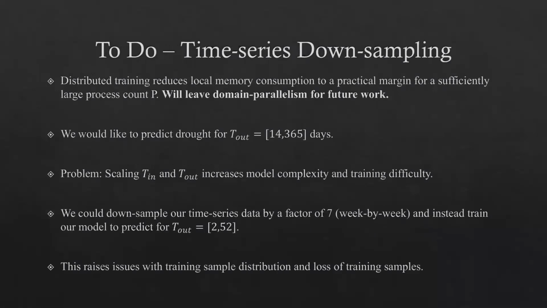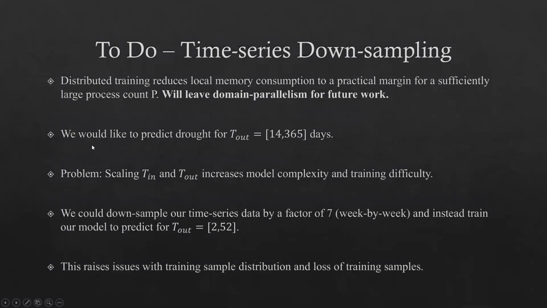Okay, so with all that being said, this is what I have left to do. The main thing is what I'll call time series downsampling. So first of all, distributed training reduces local memory consumption to a practical margin for a sufficiently large number of processes you want to use. So with the amount of time that's left, and since this does address the problem I presented earlier on, I've decided to leave the domain parallelism I talked about for future work because it's quite involved now that I've researched it in more depth. And there seems to be a more important issue that I'd like to address at this point.